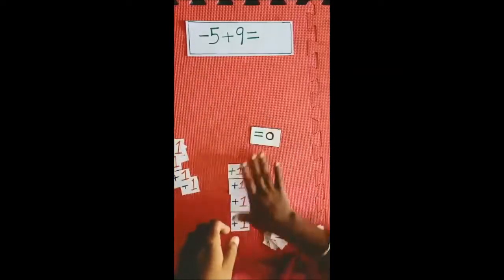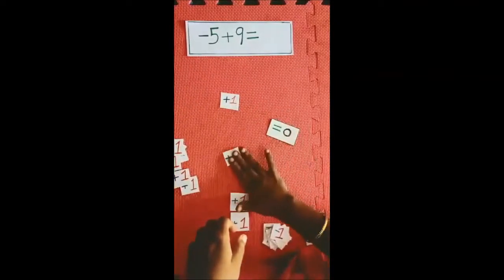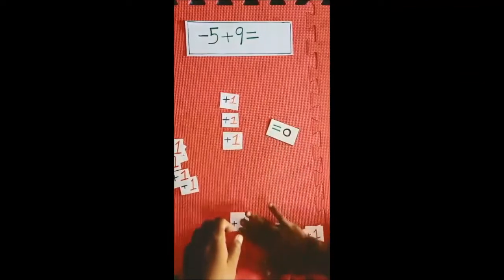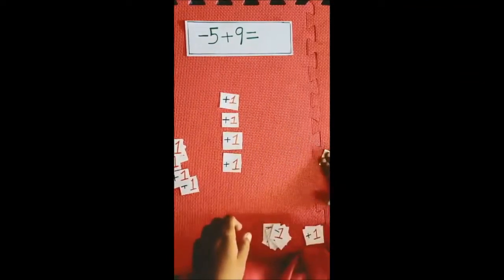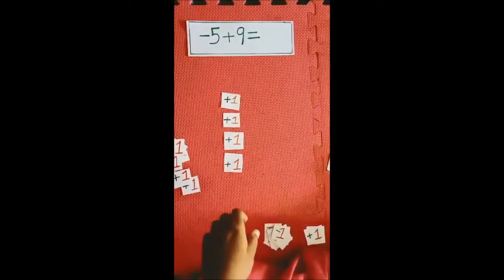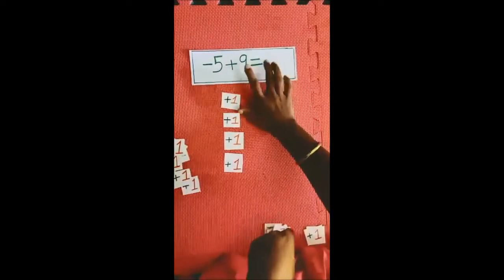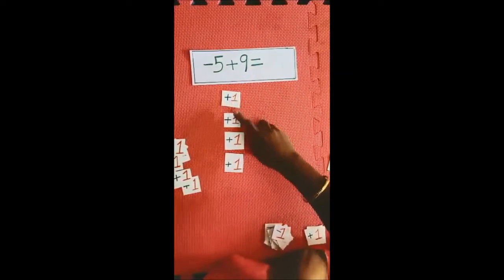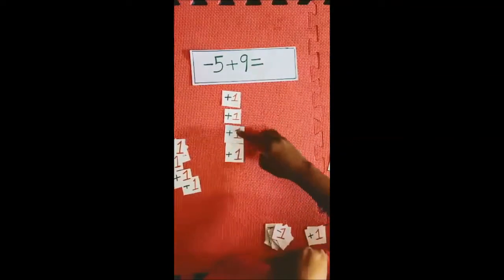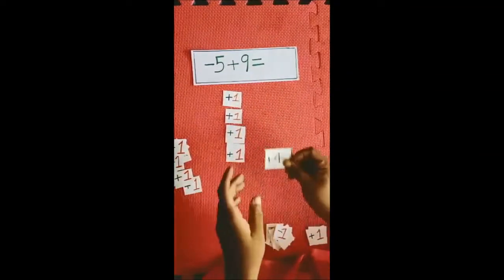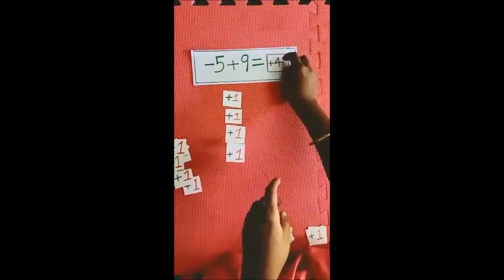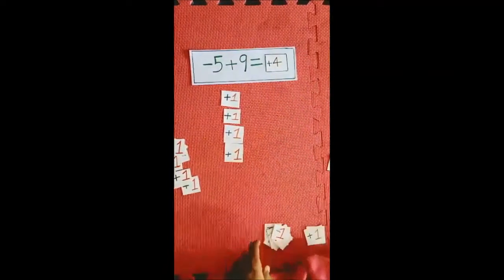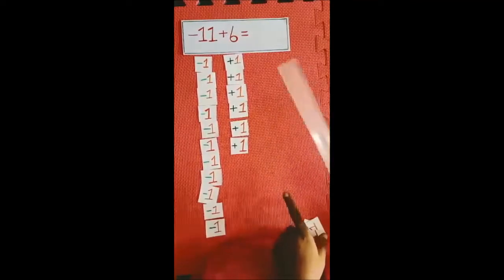So we have remaining how many ones? 1, 2, 3, 4 ones. So minus 5 plus 9, what is the answer? You have to add these ones. 1, 2, 3, 4 ones. So what is the symbol? Plus. So our answer is plus 4. Do you understand children?